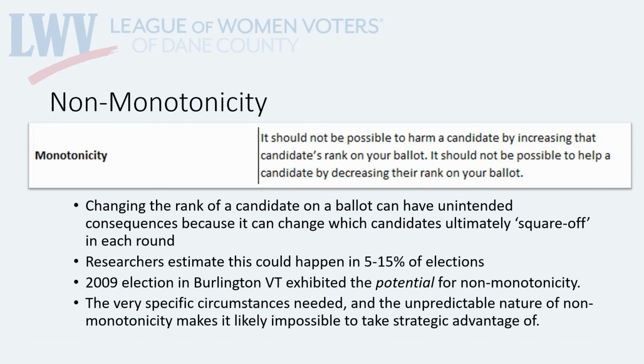That is, after reviewing the full ballot data, cases were found where if certain ballots were changed to increase a specific candidate's rank, it would have caused that candidate to lose. This potential hinges on very specific changes made in very specific numbers. The specific circumstances needed and the unpredictable nature of non-monotonicity mean it would be difficult or impossible for any group to take strategic advantage of the lack of monotonicity. But the lack of monotonicity is something that needs to be acknowledged and understood.